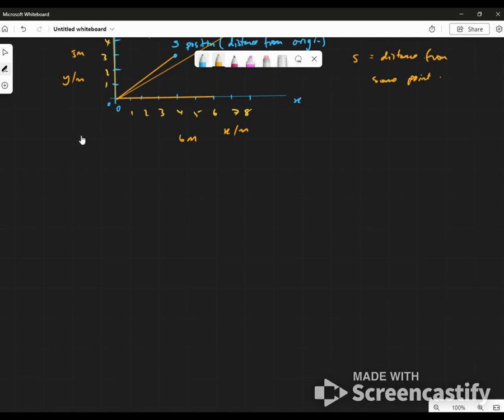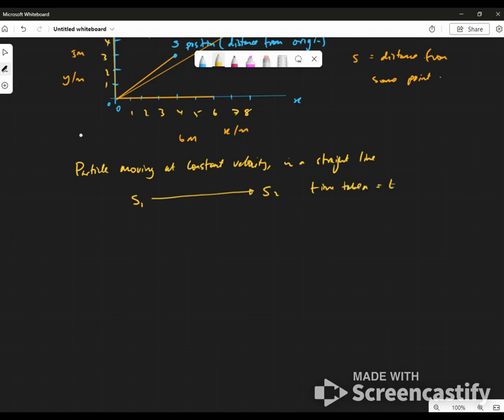All right, now let's have a look at a simple system. We're going to have a particle moving at constant velocity in a straight line. Okay, so let's have a look. The particle goes from S1 and it moves to S2, and its time taken, let's say, is equal to t seconds.